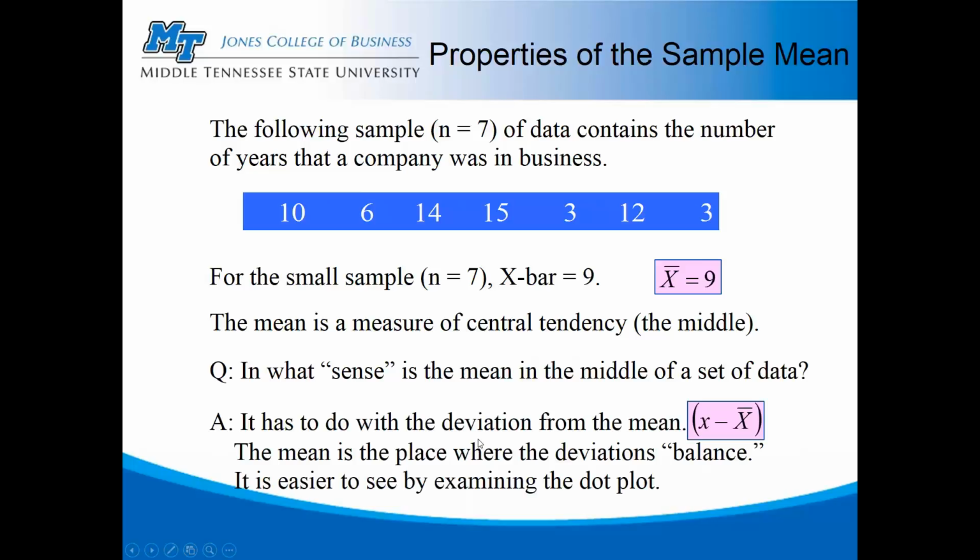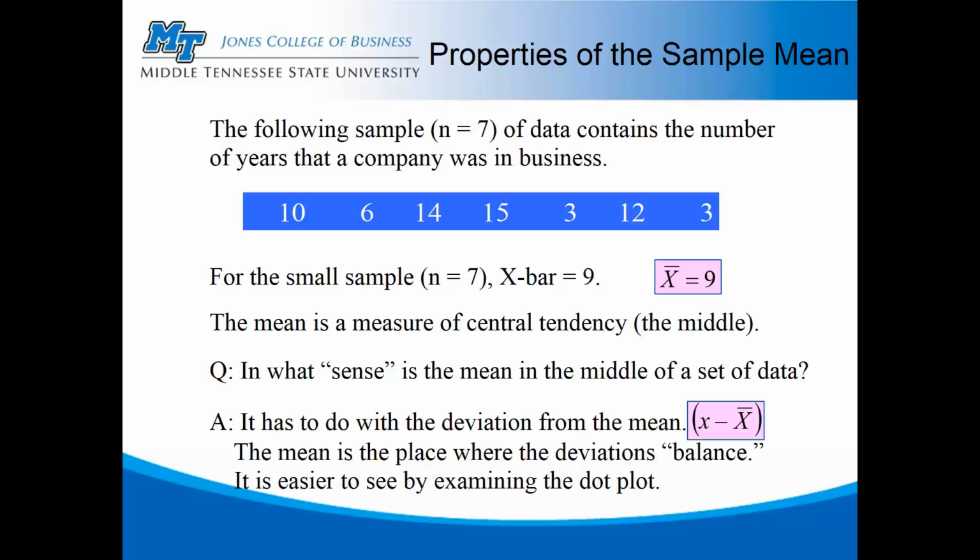Well, where it has that middle property is the way that you look at the deviation from the mean. You take the difference between the number and the mean. Now if a number is larger than the mean, you're going to get a positive deviation. If a number is smaller than the mean, then you're going to get a negative deviation. And by looking at the deviations, that's where you get the property that you get balance with respect to the mean.